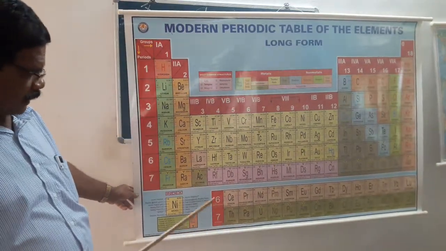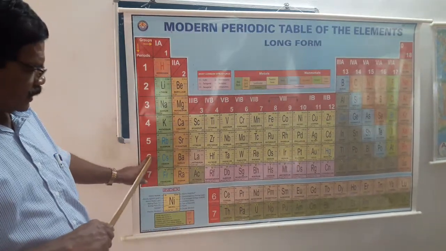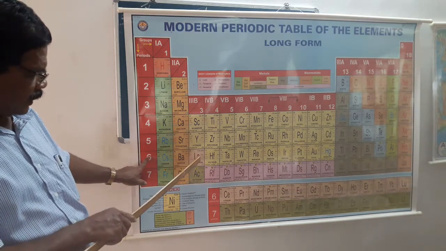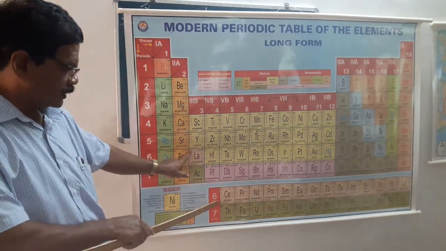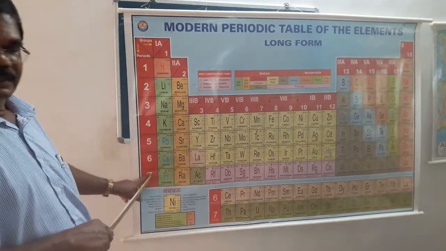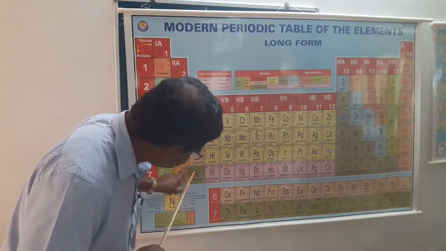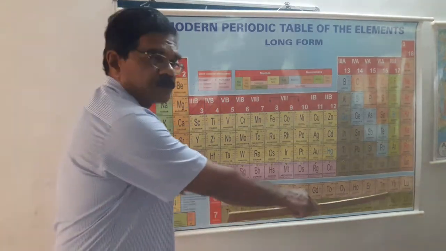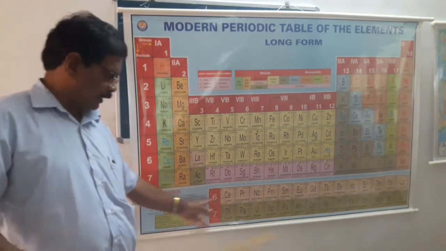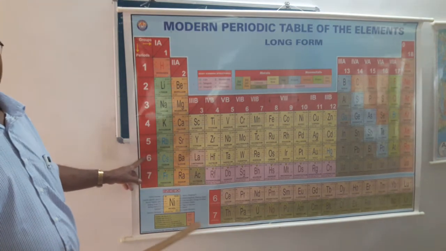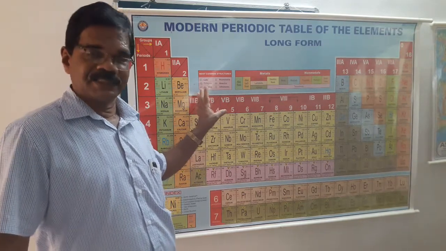Then you see there is a separate section below the sixth and seventh. Here we see La, lanthanum, its atomic number is 57, and its continuation is 58 here. Similarly, in the seventh horizontal column you can see Ac, actinium, its atomic number is 89, and its continuation is 90 onwards. So these two horizontal columns are the continuation of the sixth and seventh horizontal columns. These horizontal columns are known as periods.